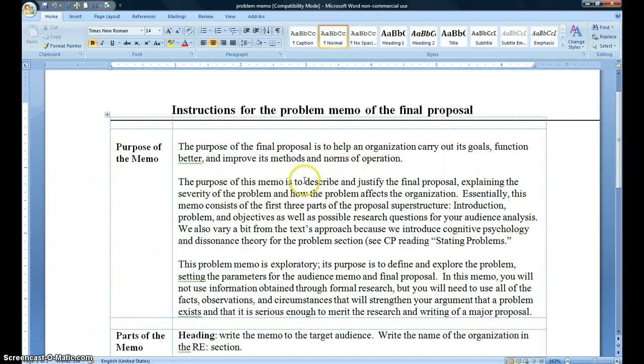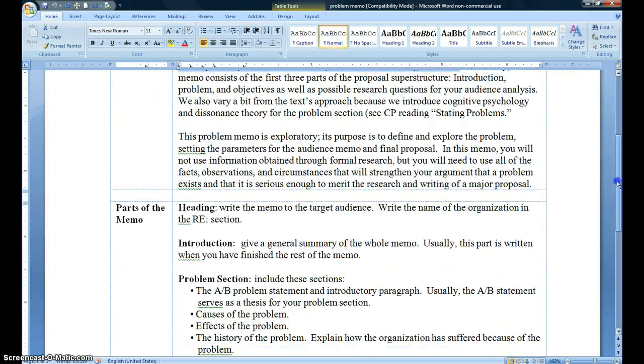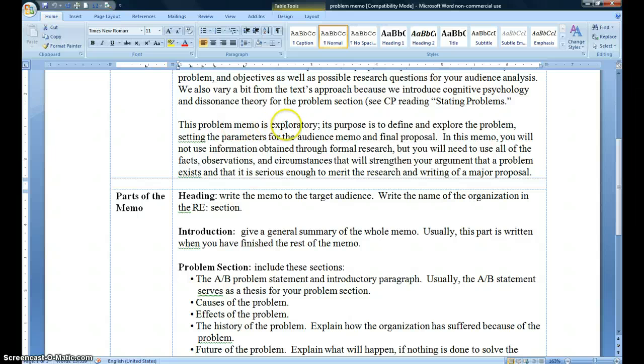The purpose of this memo is to describe and justify the final proposal, explaining the severity of the problem and how the problem affects the organization. Okay, so that's what I'm looking for. This problem memo is exploratory. Its purpose is to define and explore the problem, setting the parameters for the audience memo and final proposal. So you don't need to use research on this problem memo, but you will set up research problems that you will address in the audience memo.